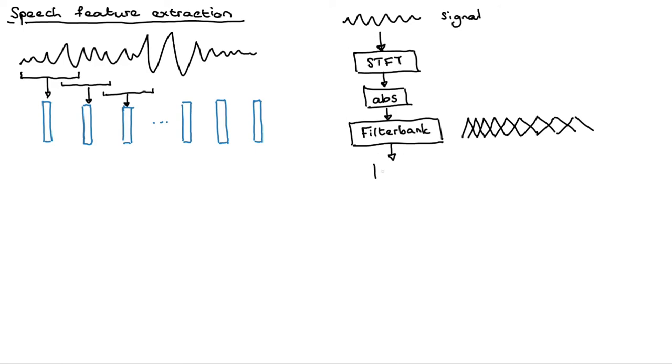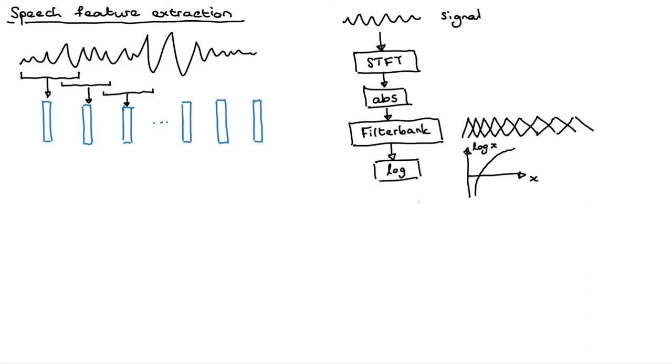And then we take the log, okay? And the reason for taking the log, you guys already know the answer, is that our ears are much more sensitive to differences in amplitude at lower levels than at higher levels. So the log of something looks like this. So at low amplitude values, we're much more sensitive to differences than at high amplitude values. Okay, this is just the log of x, and this is x.